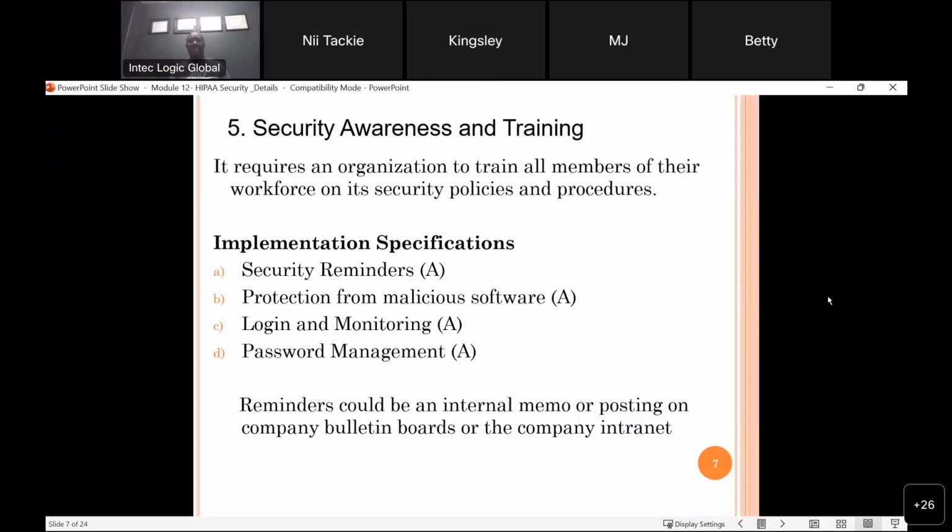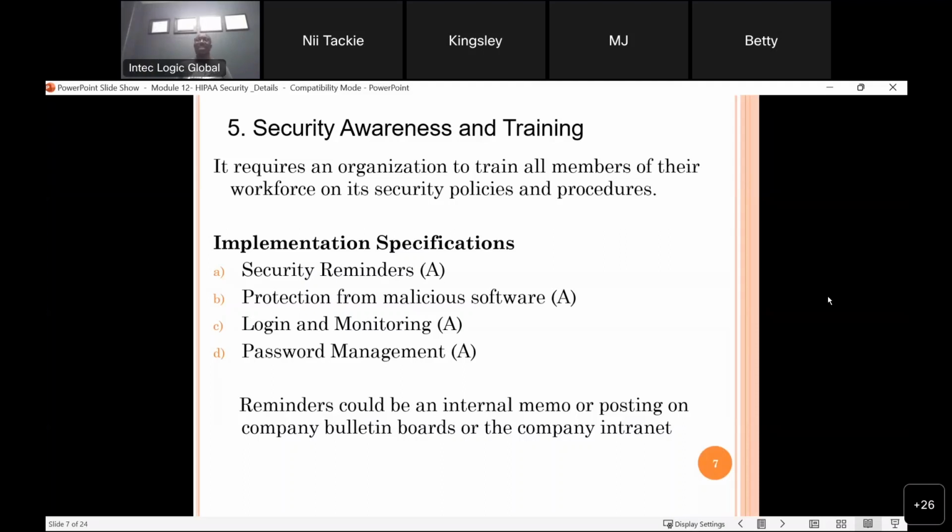Login and monitoring. Let them know that, look, when you log into our system, we monitor you. They should know. It shouldn't be like you don't tell them, then when they do something, oh, I got you. No, it's not like that. HIPAA says train them. Let them be aware that, hey, everything that you do, we monitor you. So do the right thing. So when they go against it, that means that they intentionally went against it.